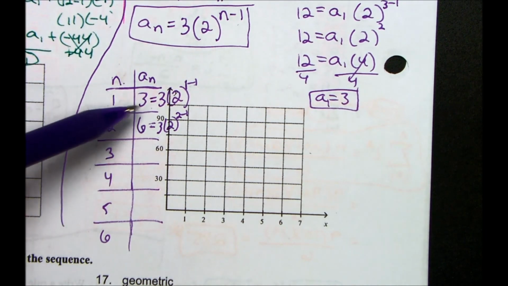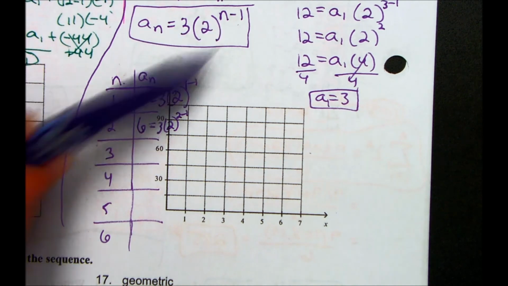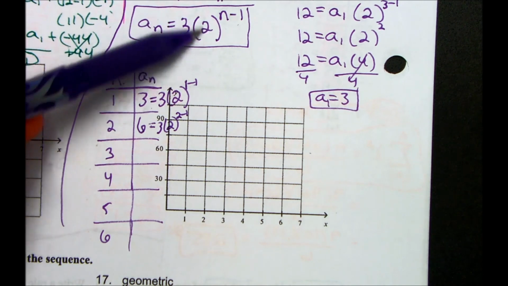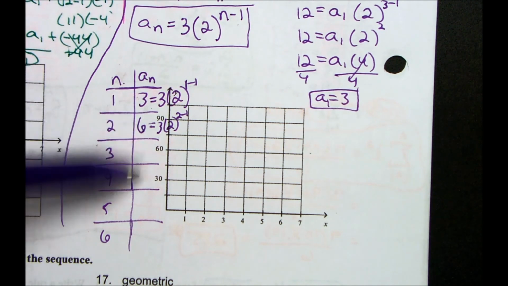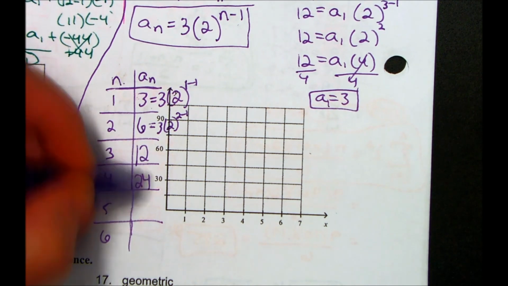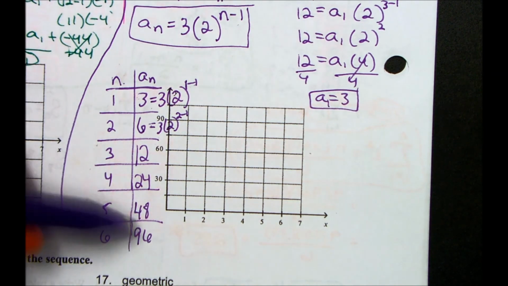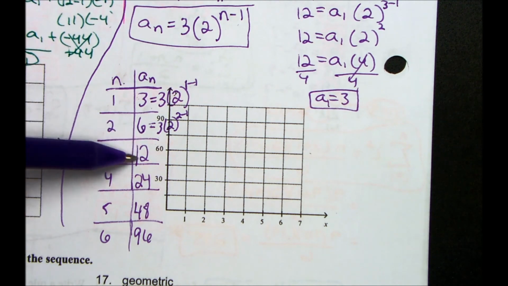So now you could continue substituting the 3 in for n and the 4 in for n and the 5 in for n, or you can see that your ratio is 2, which means from one term to the next, you just have to multiply by another 2. So 3 times 2 is 6, 6 times 2 is going to be 12, 12 times 2 is 24, 24 times 2 is 48, 48 times 2 is 96. So those are going to be our 6 terms.